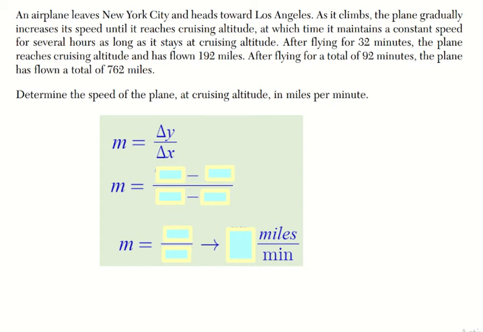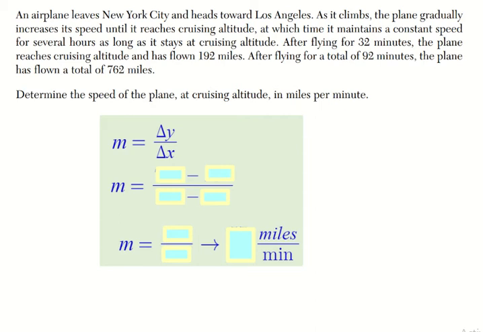After flying for 32 minutes, the plane reaches cruising altitude and has flown 192 miles. After flying for a total of 92 minutes, the plane has flown a total of 762 miles. Determine the speed of the plane at cruising altitude in miles per minute.